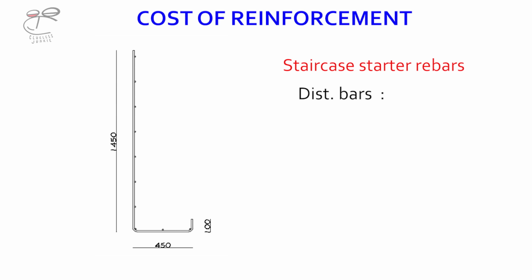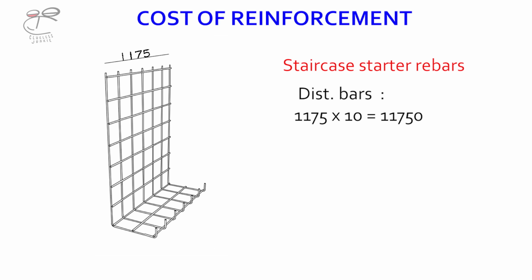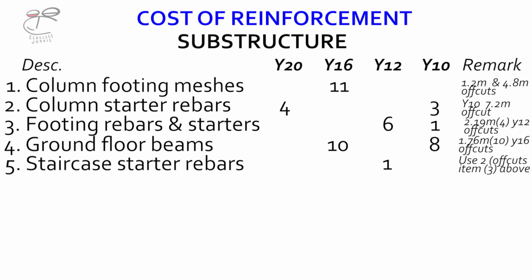And then for the distribution bar for the staircase starter rebars, I need to get the length of each one, and what I have is about 1.175 meter, and there's 10 units of that, so multiply that, gives almost 12 meter. That's one length of 12 meter rod. And on the list we'll specify 1 under the type of rod it is. So that's 1 Y10 iron for the distribution bar.